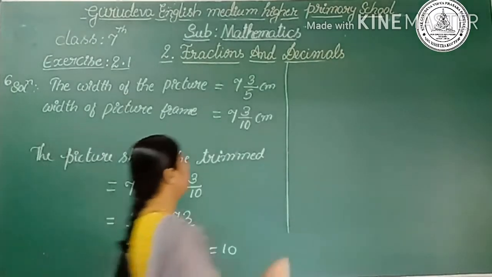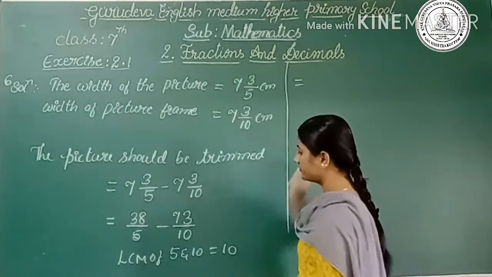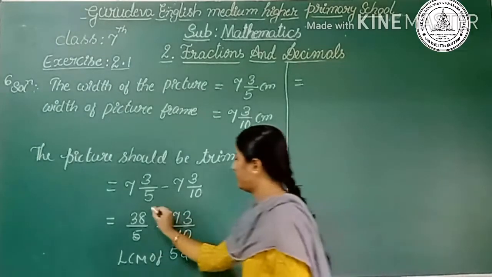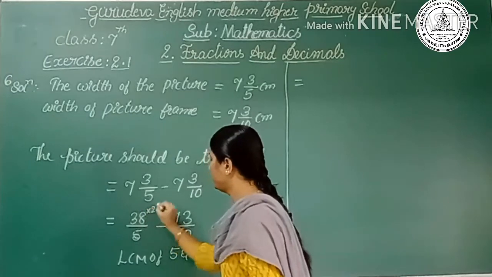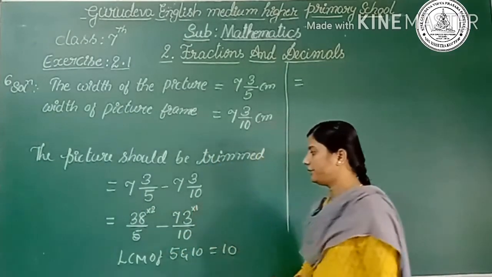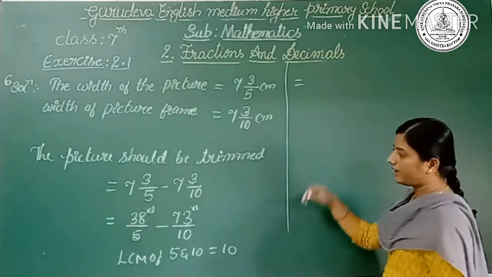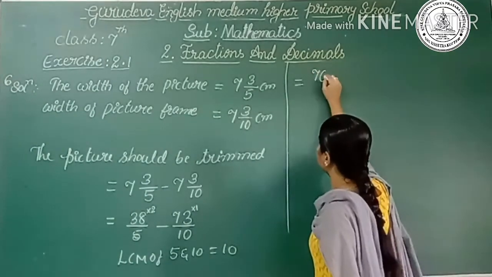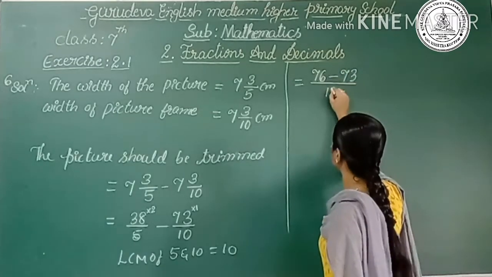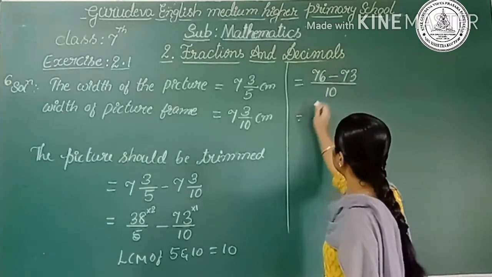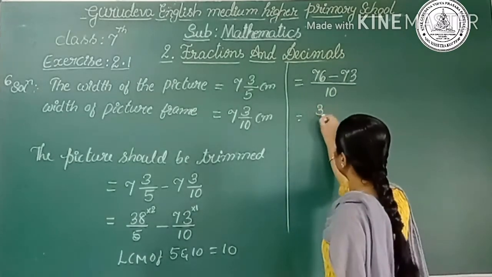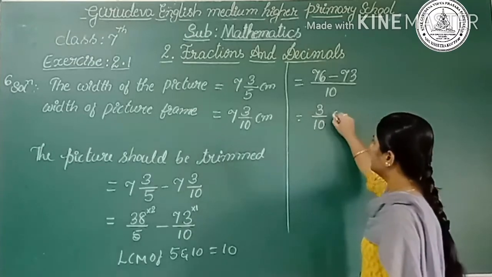Okay, then let's subtract here. How much are 5 times what to make 10? 5 twos are 10, so multiply the numerator by 2. And 10 times what is 10? 10 ones are 10, so multiply the numerator by 1. So 38 times 2 is 76, minus 73, divided by the LCM, which is 10. Which is equal to 76 minus 73 is 3, divided by 10 centimeter.